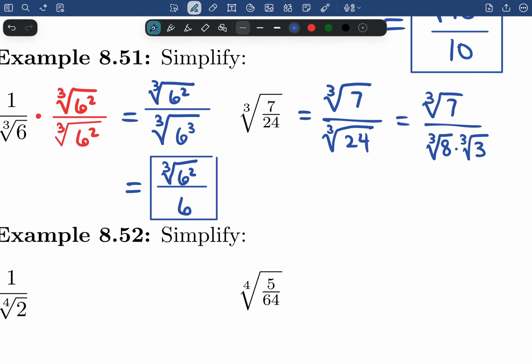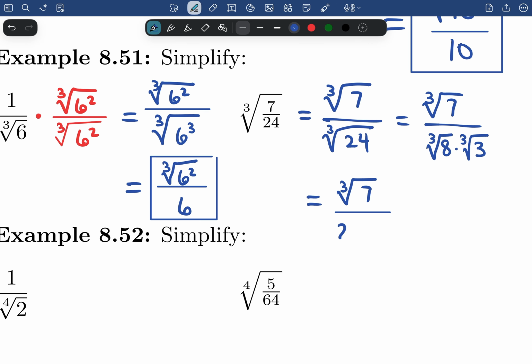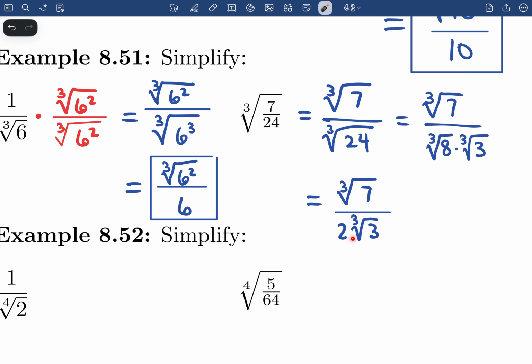Okay, now I get to this point, and I'll write what it's equal to down here. I've got the cube root of 7 on the top, divided by the cube root of 8, which simplifies to 2. So I'm going to write it as 2. And then I have the cube root of 3. Uh-oh, I still have a radical in my denominator, so I've simplified as far as I can, and I still have a radical in my denominator.